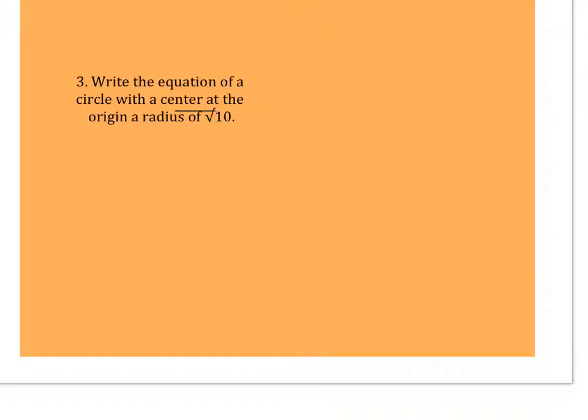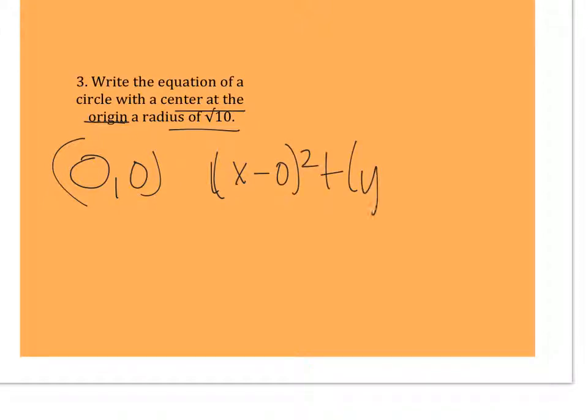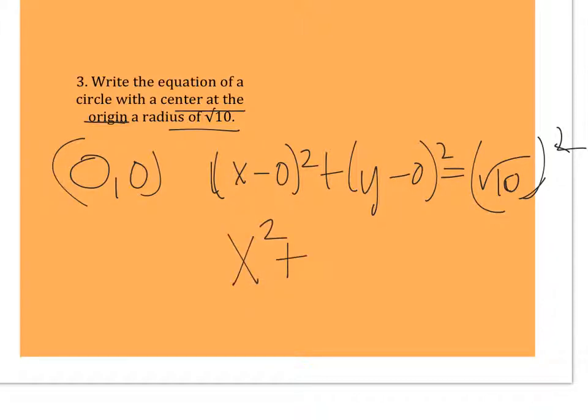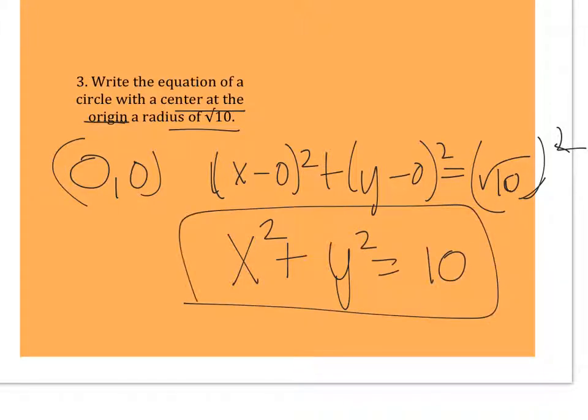Write the equation of a circle with a center at the origin and a radius of square root of 10. So the origin is (0, 0). If I follow the rules, it becomes (x minus 0) squared plus (y minus 0) squared equals square root of 10 squared. So x minus 0 is just x, y minus 0 is just y, and square root of 10 squared is just 10. So there's my answer, really.